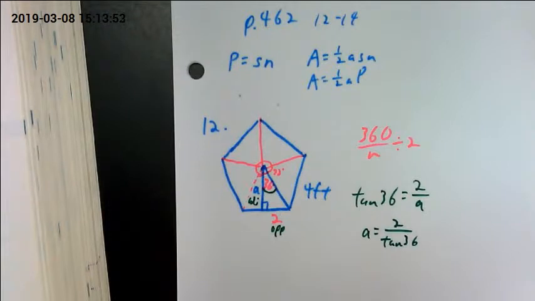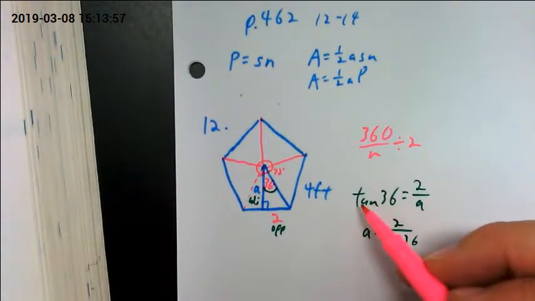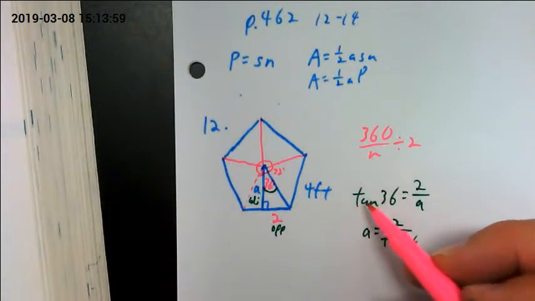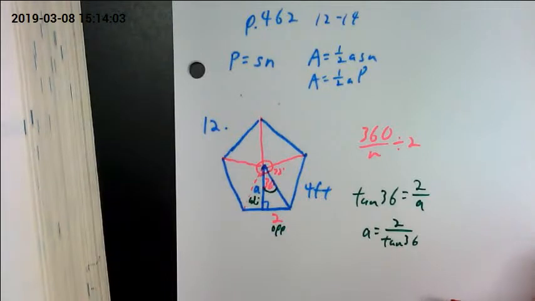Okay, so 2 divided by tangent 36. Again, we multiplied A to the other side first, and then in order to get A by itself, you had to remove tangent, so you had to divide off tangent. But why are you doing 2 divided by, what formula is that?